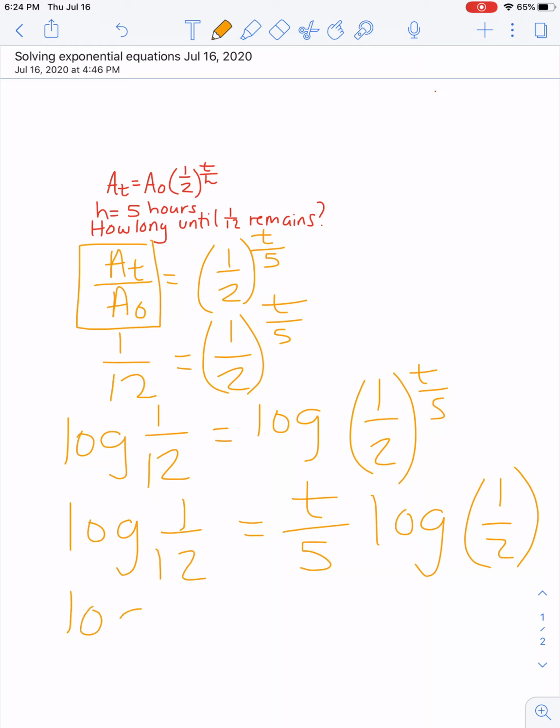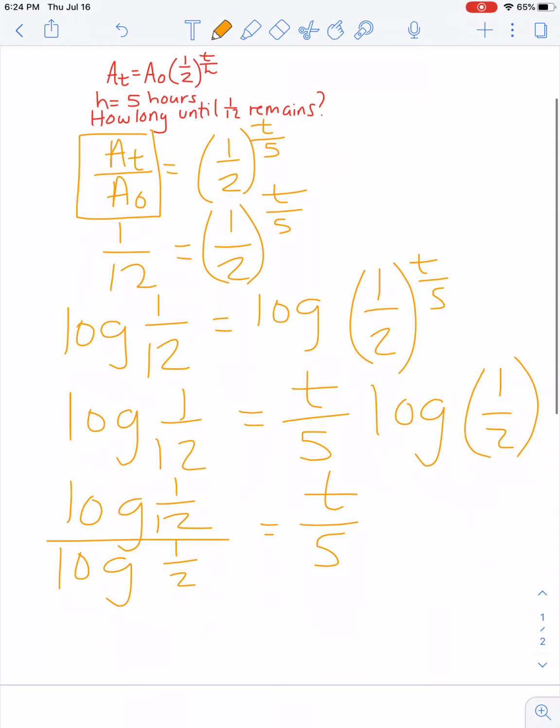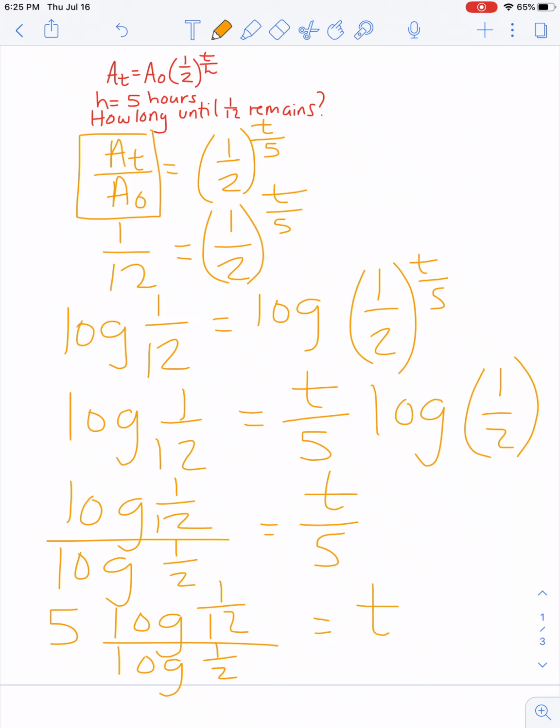So log of 1/12 divided by log of 1/2 equals t over 5. And then I can multiply the answer by 5. So 5 times log of 1/12 over log of 1/2 will equal my t value. And then you just plug that into your calculator.